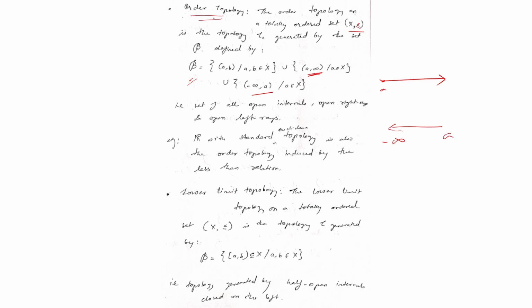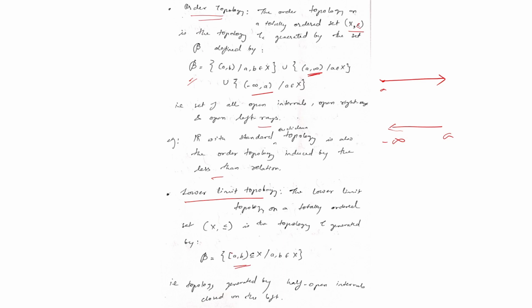Okay, so order topology can be of kind open intervals, open right ray, or open left rays. Fine. So for example, R with standard Euclidean topology is order topology, where the relation is less than. Now what is lower limit topology? The lower limit topology is the topology tau on a totally ordered set generated by this basis.